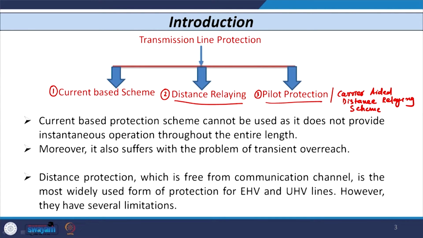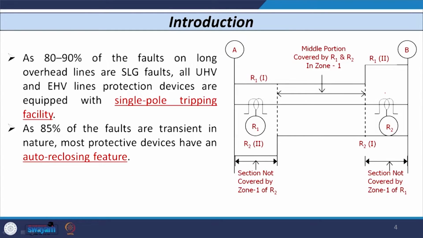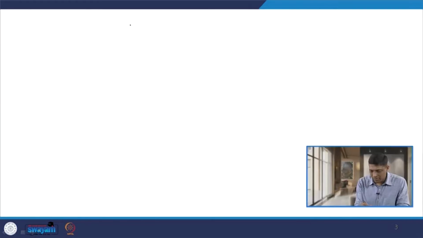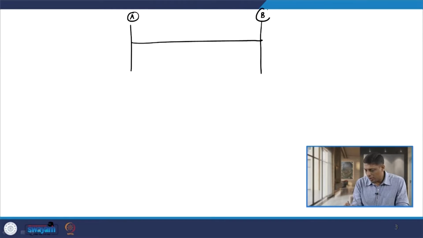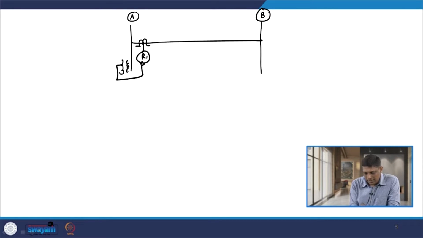Now, before we start discussing this pilot scheme or carrier added distance relaying scheme, let us discuss what are the main 2 disadvantages of distance relaying scheme. Of course, we have discussed many disadvantages, but these 2 disadvantages are entirely different than the disadvantages we have discussed in earlier class. So, if I assume simple transmission line, let us assume that we have a line connected between 2 buses A and B. This is a long transmission line, maybe 100-200 kilometer long, and if I use the relay R1, which is a distance relay.